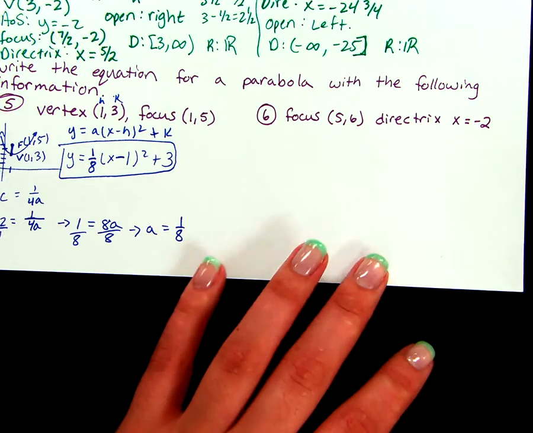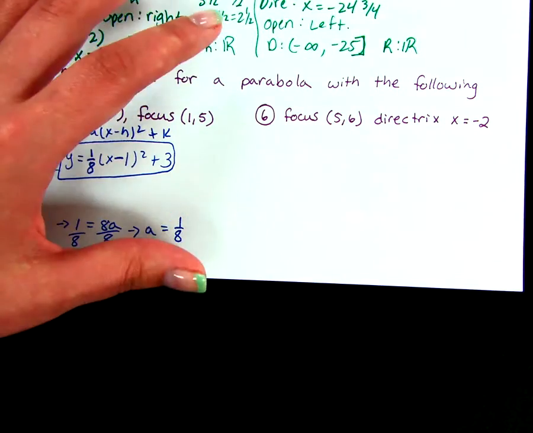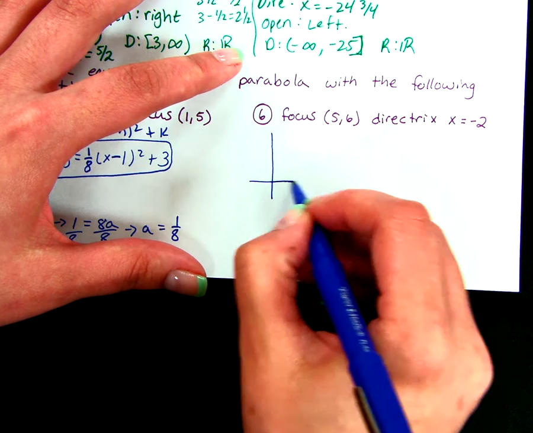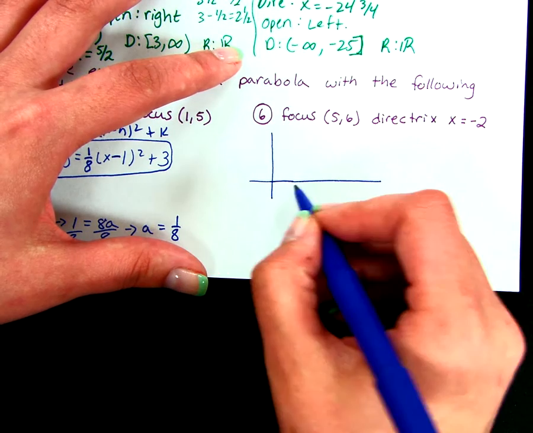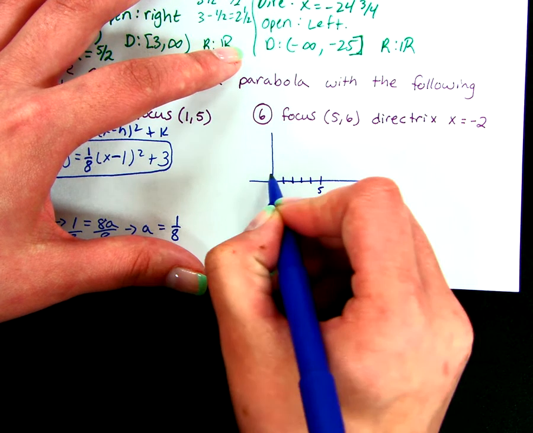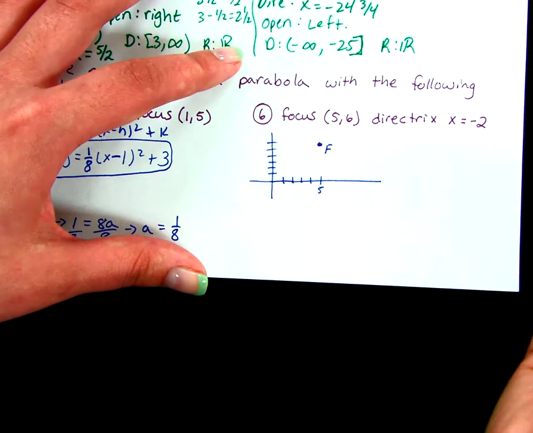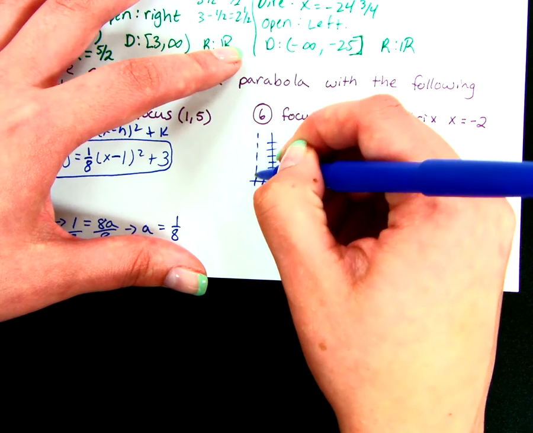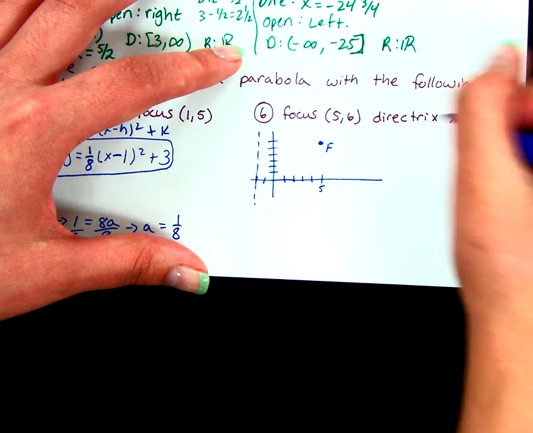All right, so next one, they give us the focus and the directrix. Again, we start by doing a quick sketch. It doesn't have to be perfect, we just need enough information to figure out the direction and the other information we'll need. Here's the focus, and then the directrix is at x equals -2. So this tells us that it's going to be horizontal.